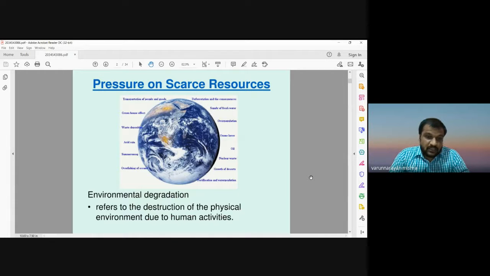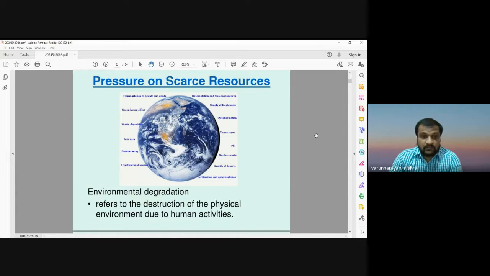So environmental degradation refers to the destruction of the physical environment due to human activities, due to different kinds of anthropogenic activities. Because of these anthropogenic activities, we are putting high pressure on the natural resources, or you can say the earth surface, so that it will be at risk. And for that we need to work on environmental management and sustainable development.